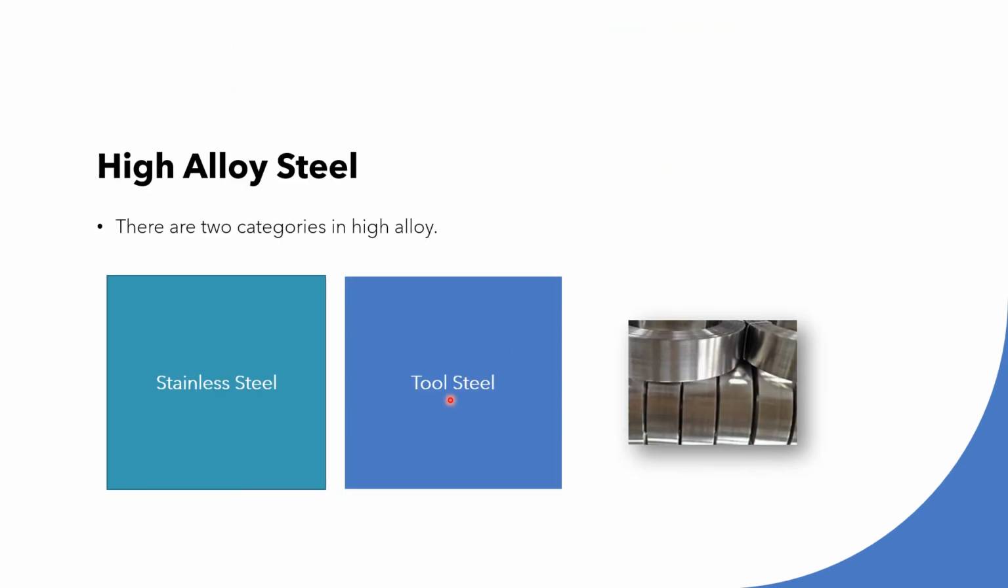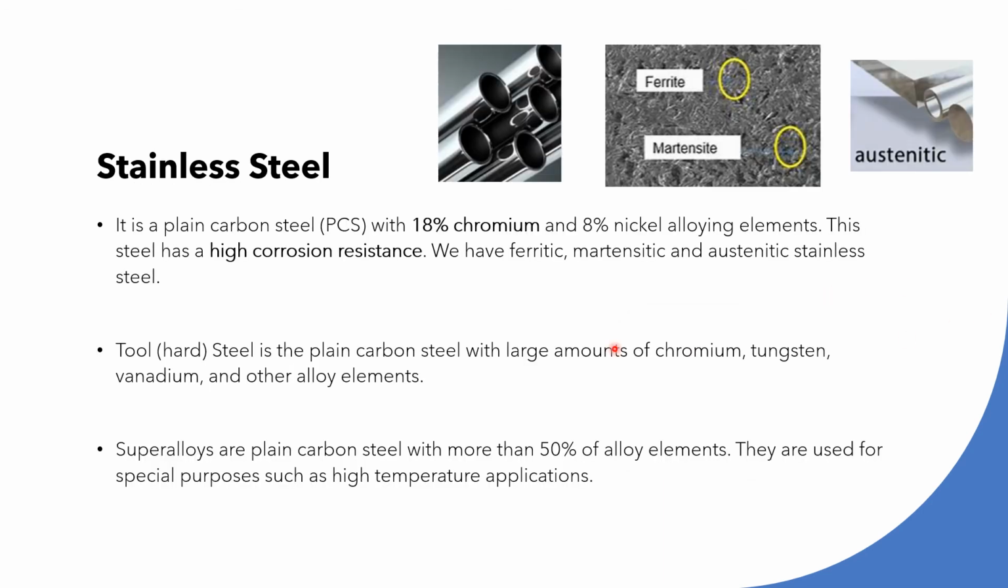High alloy steel. There are two categories in high alloy: stainless steel, which looks really shiny like this, and tool steel. Tool steel is like your hunting knife. You have to pay a lot of money to get a really good cutting knife, not a blunt kitchen knife. Very different.